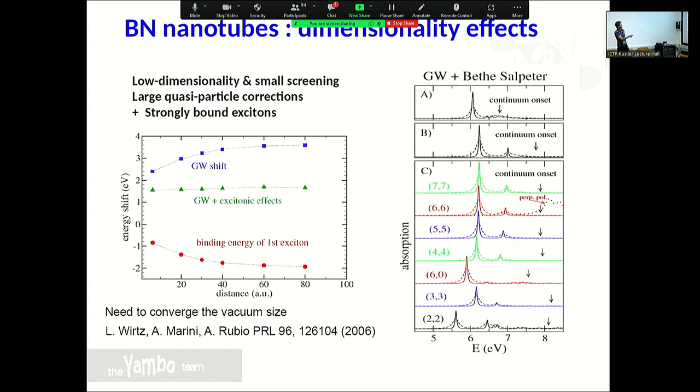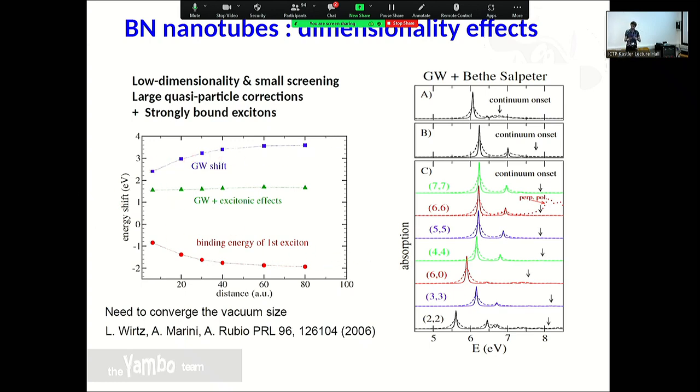And here is an example of carbon nanotubes, and I use this also to give you a message, which is in general true, I would say. Here you see what happens to the binding energy of the first exciton and the GW gap of a carbon nanotube. You see that they change as a function of the size of the nanotube, so of the curvature. The two are pretty sensitive, and I would say that this is in general true.